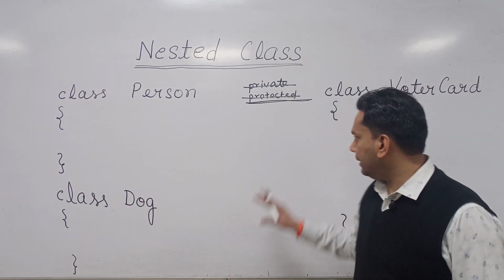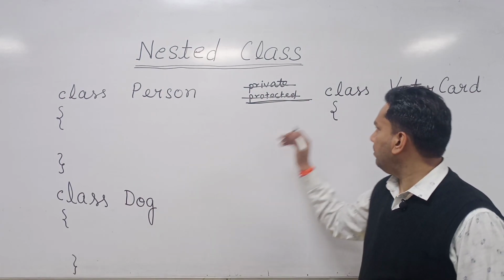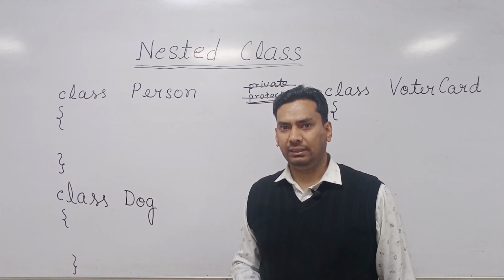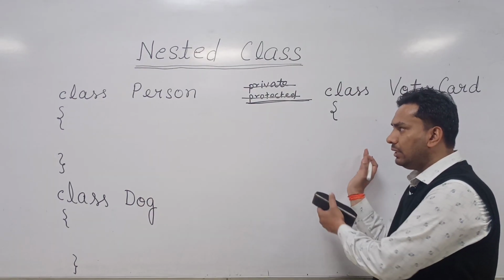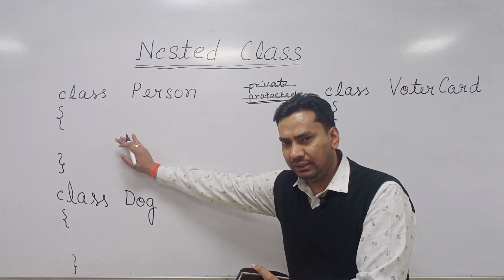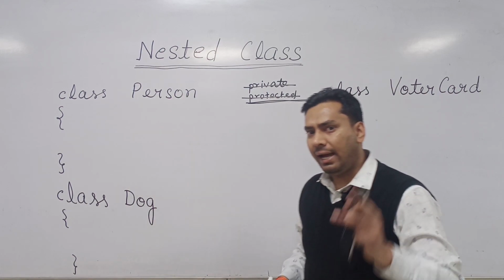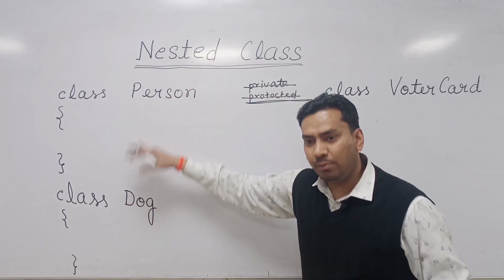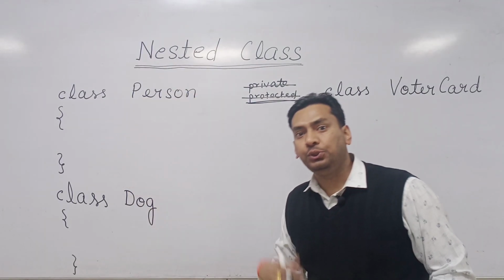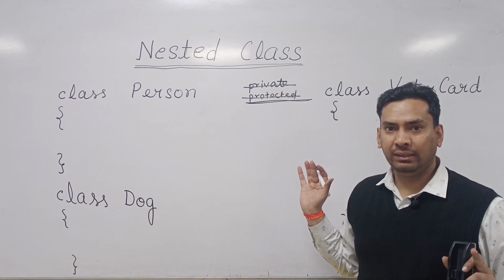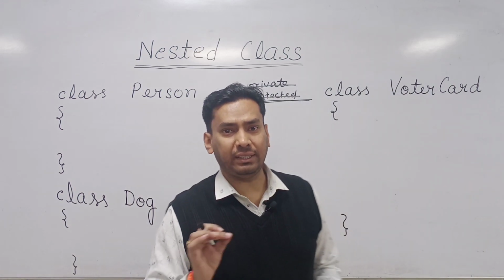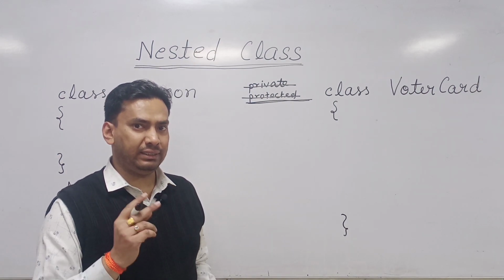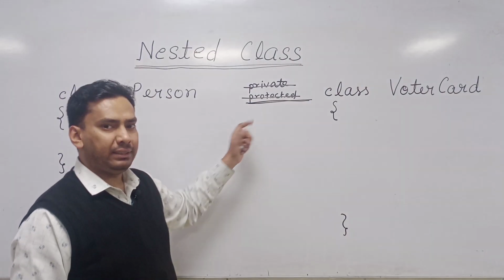But when you create it as a nested class, you can make it private also. And that's what we need here. I will be creating this VoterCard class inside the Person class as a nested class, and then that class will be declared private so that nobody from outside the class Person can access this VoterCard. So here we have the effective use of private and protected access modifiers. This is the second use of nested classes.